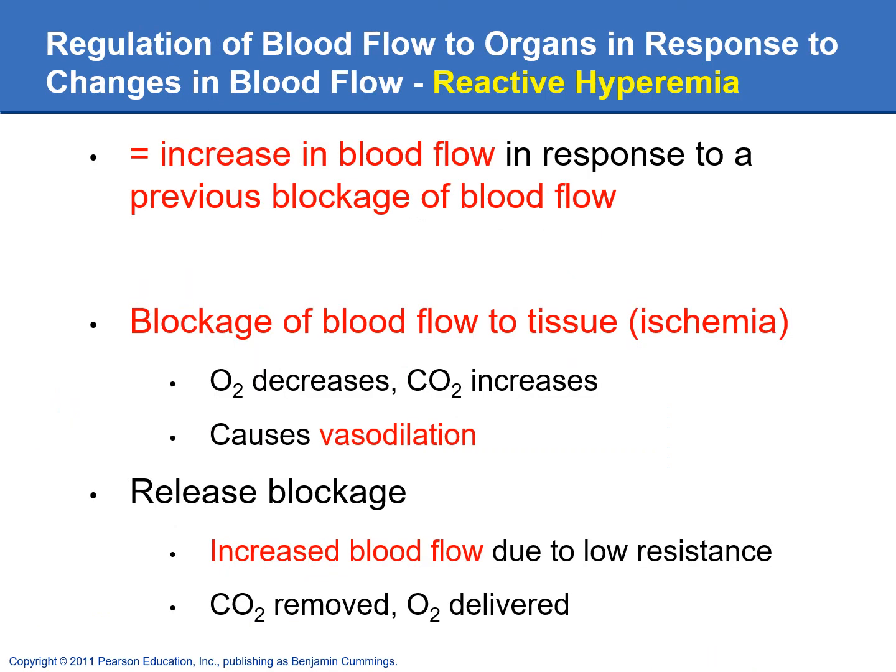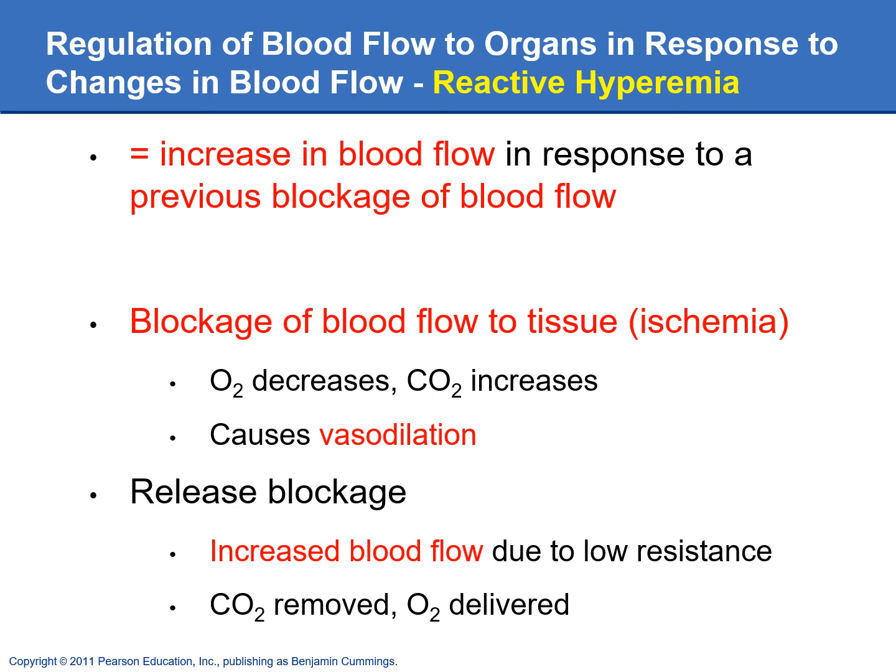We also have reactive hyperemia, some more local factors affecting blood flow to the organ. So this is different because the tissue is going to react because you've created a blockage of blood flow to the tissue called ischemia. And if you block the blood coming into the tissue, that's going to decrease the oxygen and increase the carbon dioxide. So that'll cause the smooth muscle to vasodilate, but you're not going to be able to get any blood in there until the blockage is released.